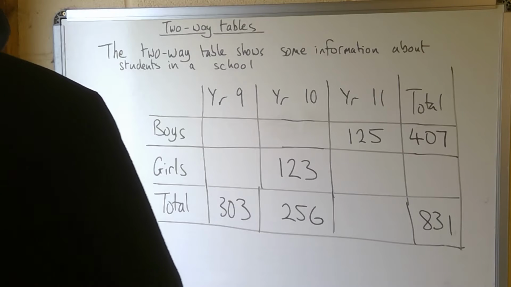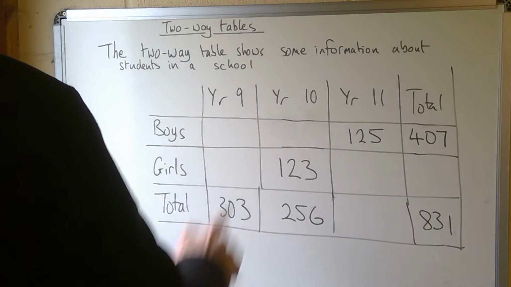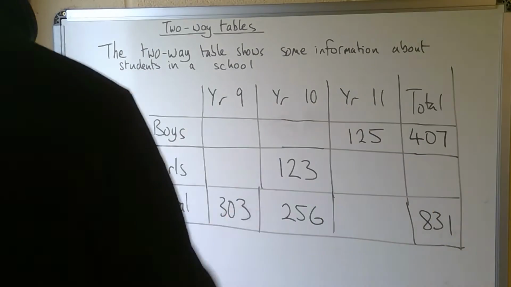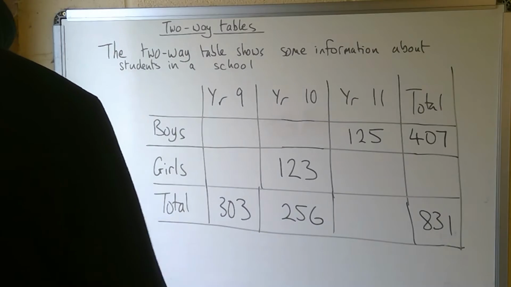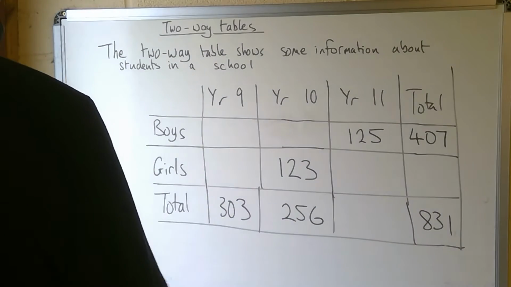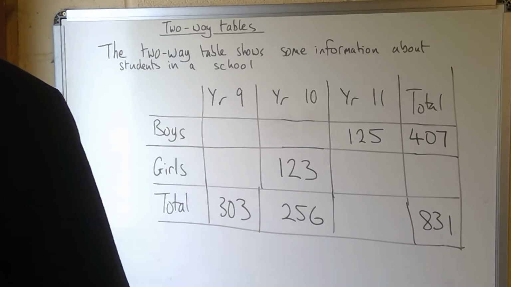And we're interested in each of these students. We're interested in if they're boys or girls, and we also want to know what year group they're in. So when we've got two things, gender and year group, we can do a two-way table. So we've got year group across the top and gender down the left-hand side.